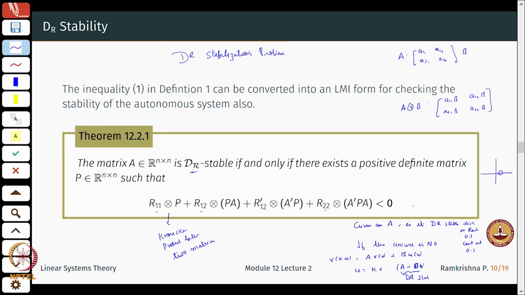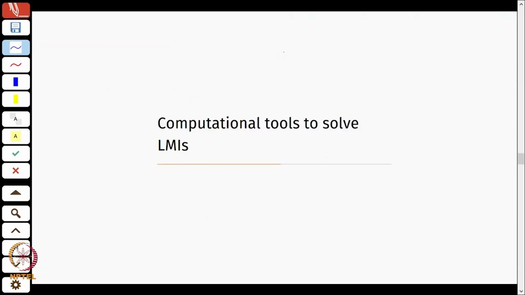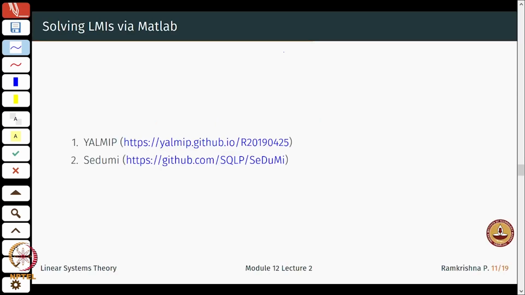You can just refer to the literature mentioned at the end of the slides. Now, how do we solve this using MATLAB? A couple of tools would be useful. There is also an LMI toolbox in MATLAB, but I would prefer using these two. You may want to download these two software packages, YALMIP and SeDuMi, just add those folders to your MATLAB path, and then things will be good.